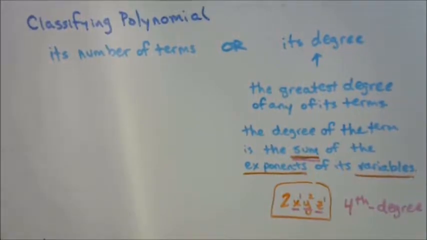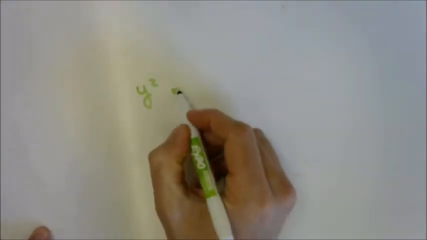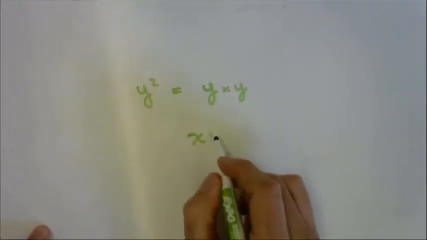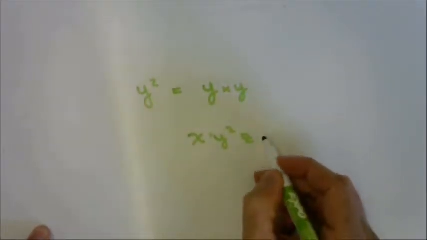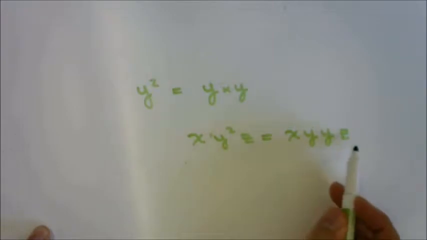Okay, let's try a couple of examples. You have a chart there, a blank chart. Why is y 2? There were 2 y's. So I just got asked the question, what does this mean? This means y times y. So basically, x to the power of 1, y to the power of 2, z to the power of 1 is the same as x times y times y times z. Fourth degree.